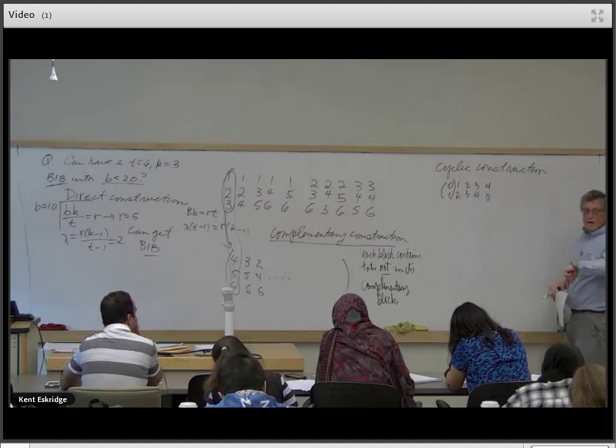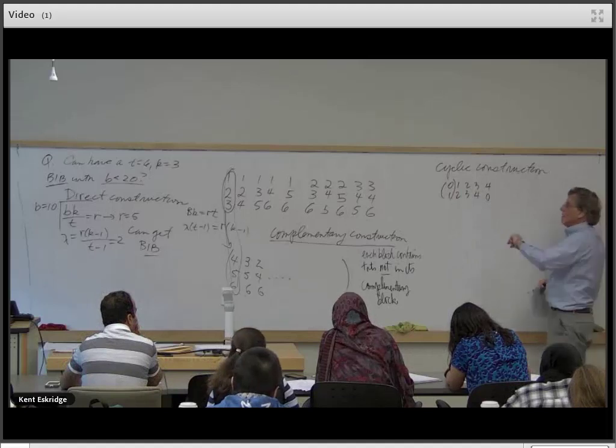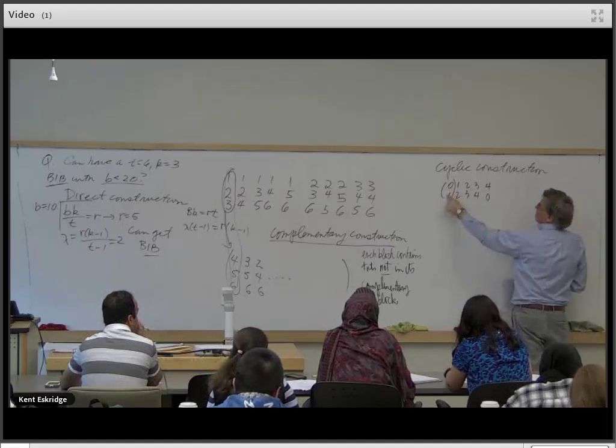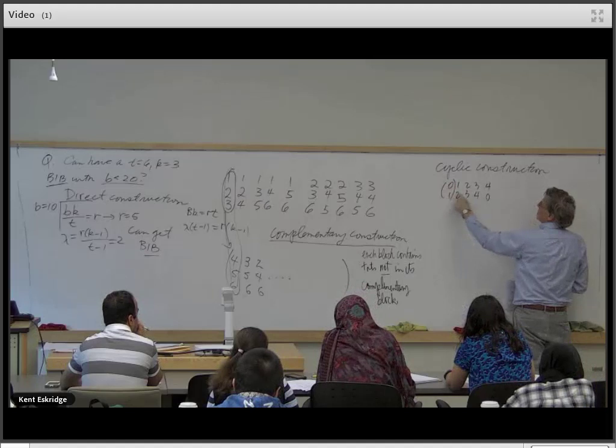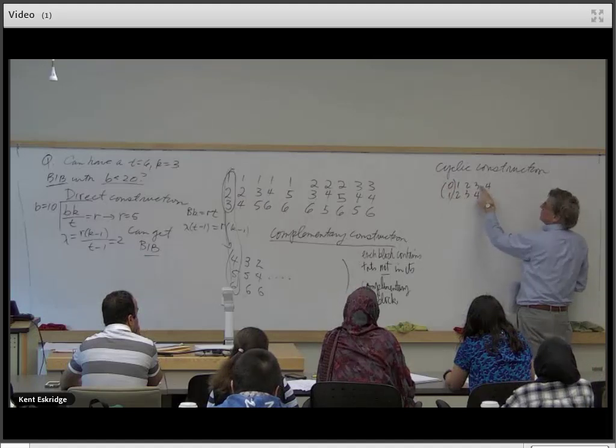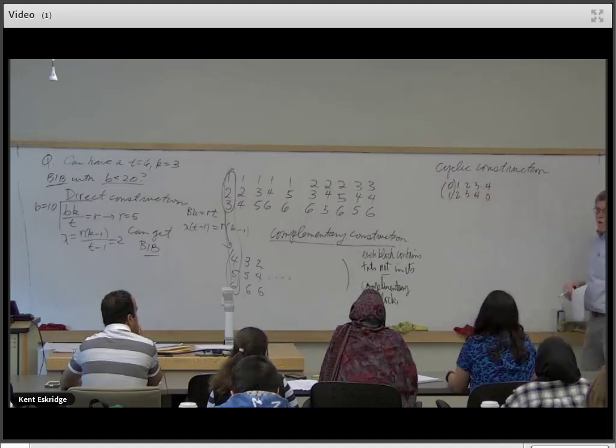Now is that a BID? Does 0 show up? Well, it shows up with 1, it shows up with 4. Does it ever show up with 3? Does it ever show up with 2? No, so it's not a BID.